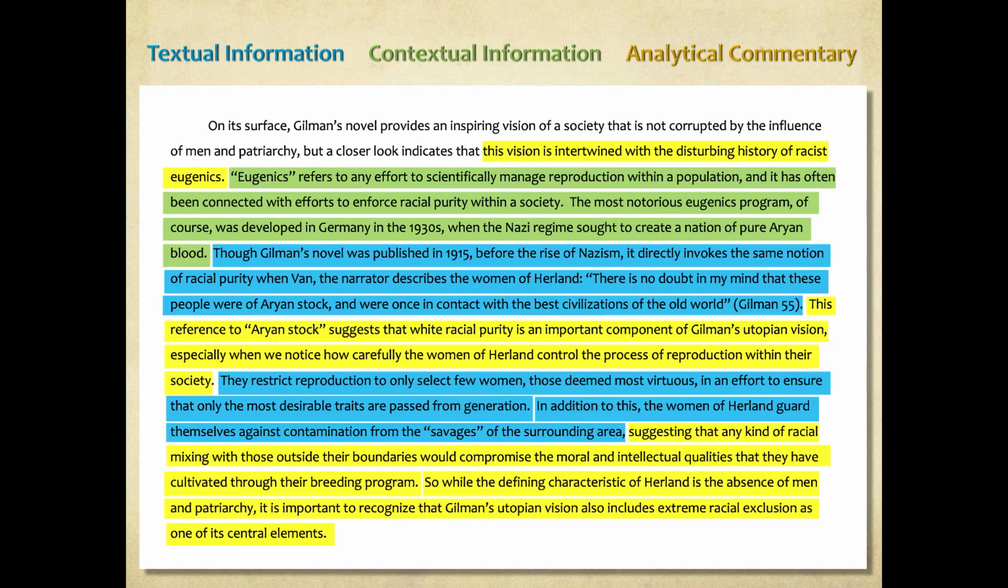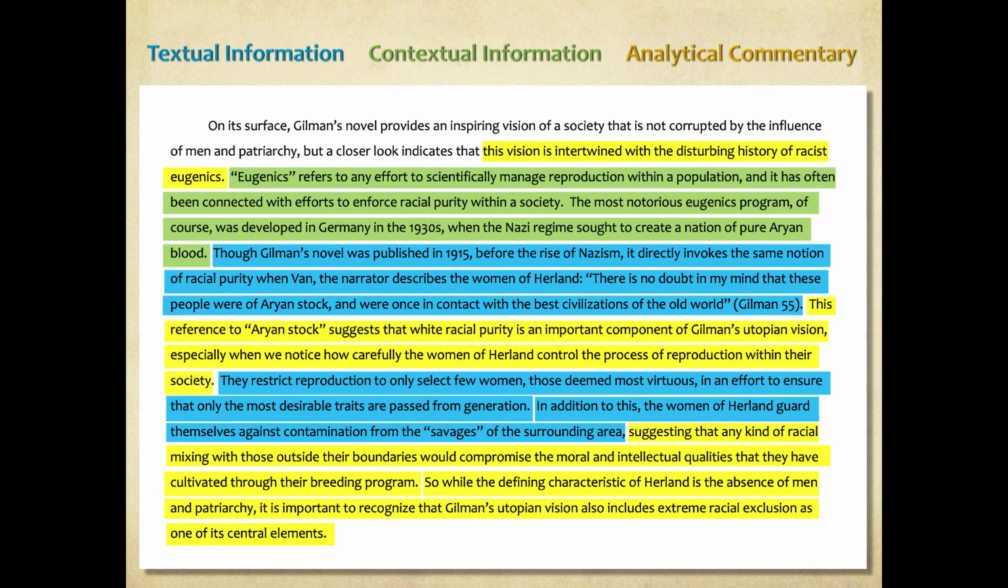Another thing that we should be able to recognize here is that each block of information or commentary builds off of the previous material in the paragraph in a clear and logical way. After introducing the contextual information about eugenics, Jada provides textual information that clearly connects to that contextual information. And then she provides analytical commentary and more textual information that gives us a fuller and fuller understanding of that connection. We learn about how the women of Herland practice eugenics, and we learn about how this is connected to their racist fear of savage outsiders. Each part of the paragraph builds off of the previous parts to take us deeper into the analytical task of the paragraph.